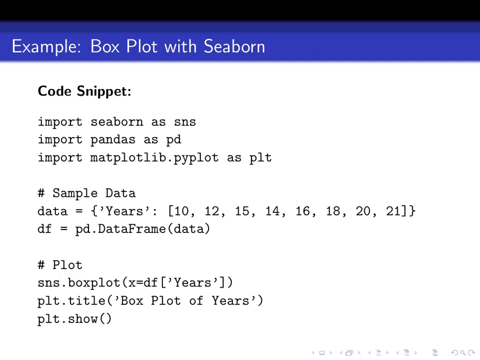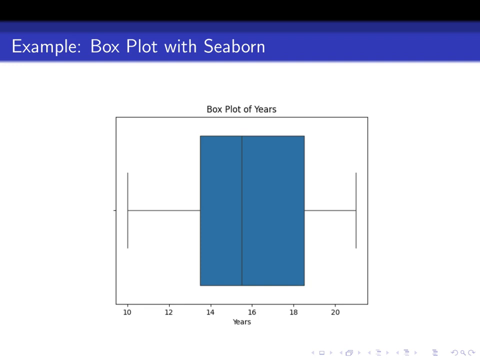In this example, we see how to generate a box plot using Seaborn to visualize the years of schooling in a dataset. The next slide contains the figure generated by our box plot code snippet. This plot summarizes the distribution of years, highlighting the median value, interquartile range, and outliers. Box plots are an excellent tool for comparing distributions or quickly understanding the spread of a dataset.